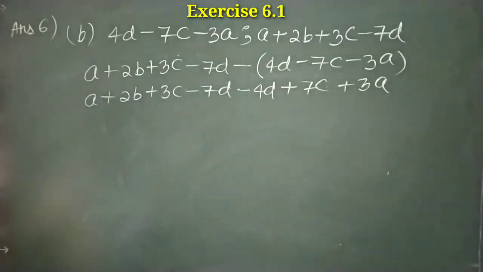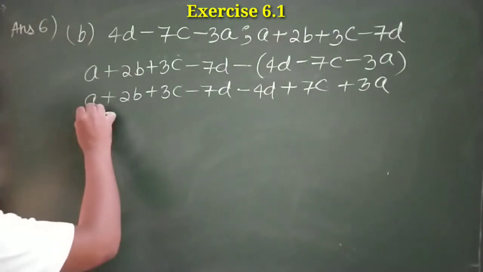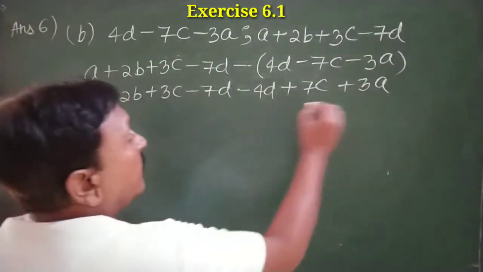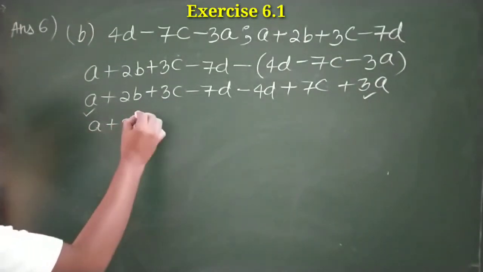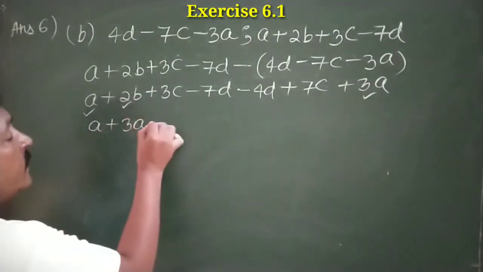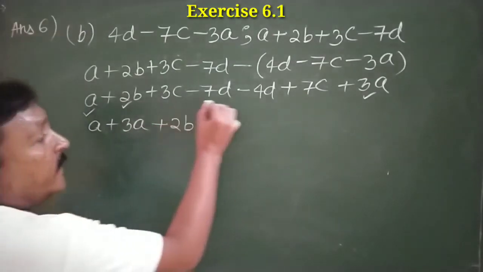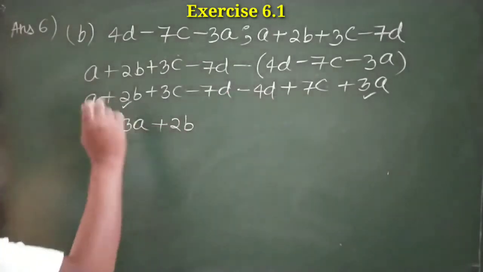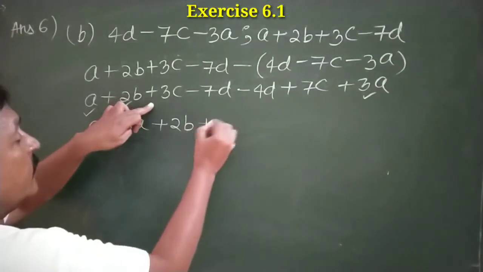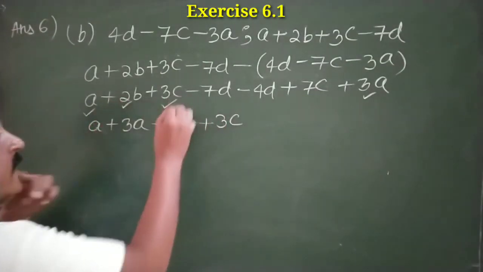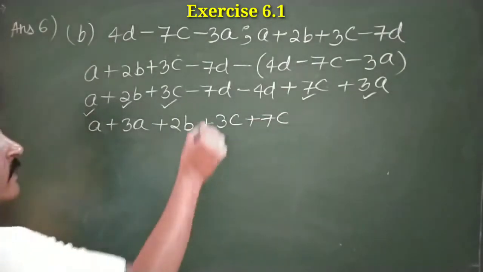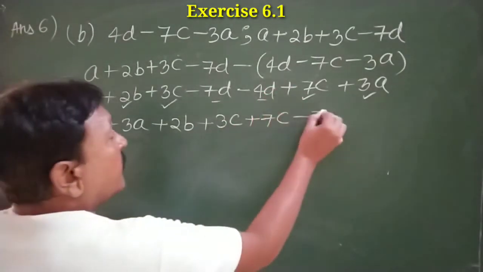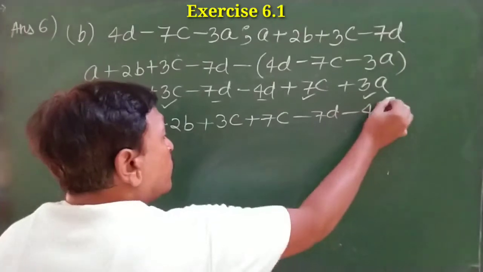Now write like terms together. a plus 3a. Now take b. Here is b plus 2b, b only at one place. Now take c plus 3c, plus 7c. At last take d, minus 7d minus 4d.